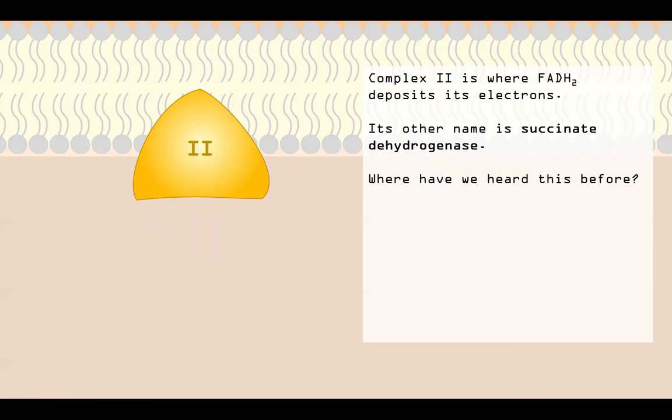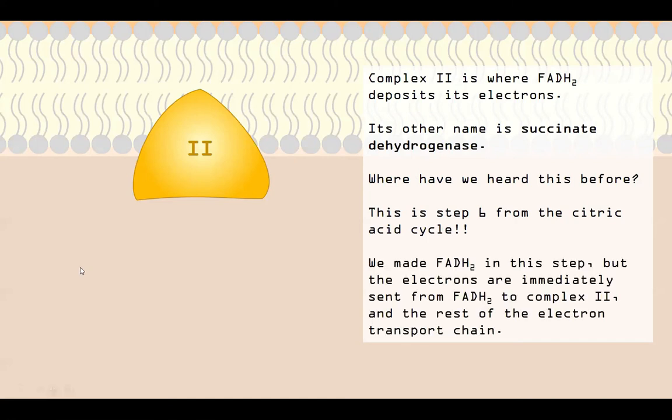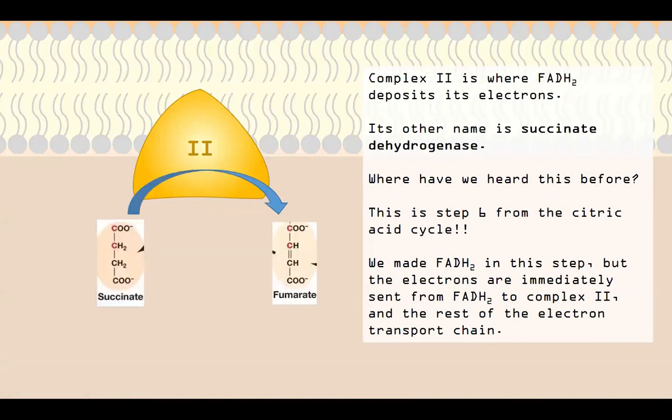This may sound familiar to you. Where have we heard this before? Hopefully you remember that this is step 6 from the citric acid cycle. So we actually made FADH2 in step 6, but the electrons are immediately sent from FADH2 to complex 2 and the rest of the electron transport chain. So again, this is the step where we are going to see succinate converted into fumarate, and again, the FADH2 is actually created in this step and then immediately funneled into this complex.